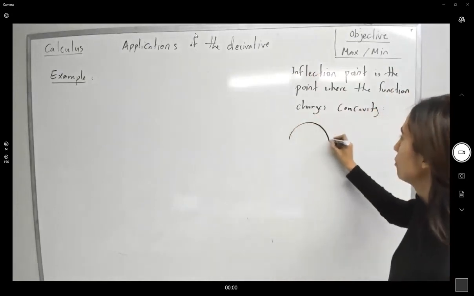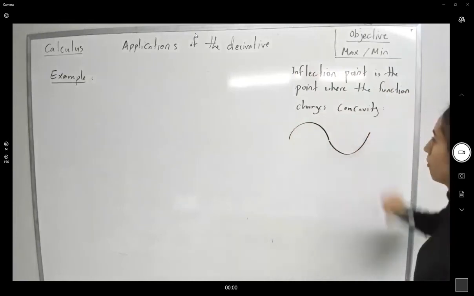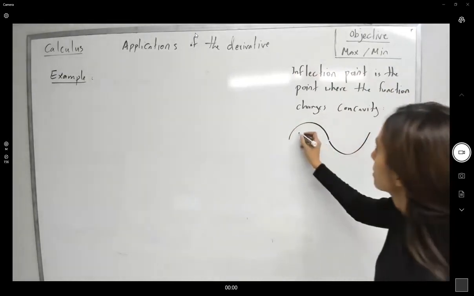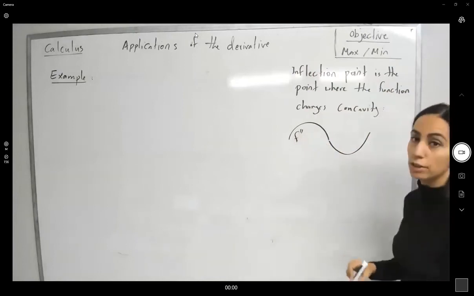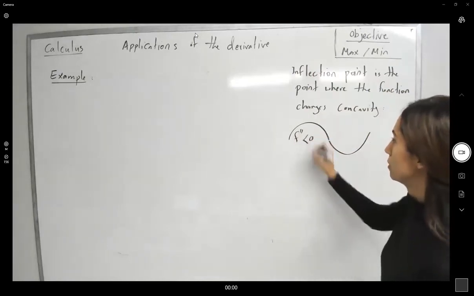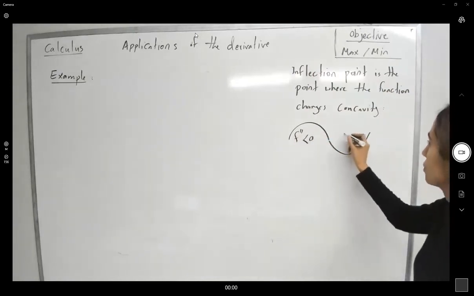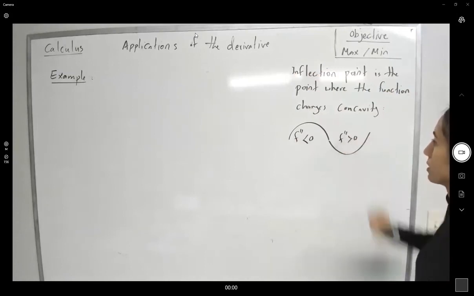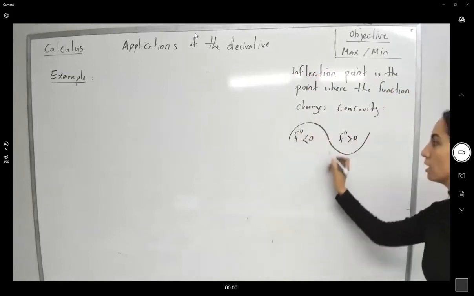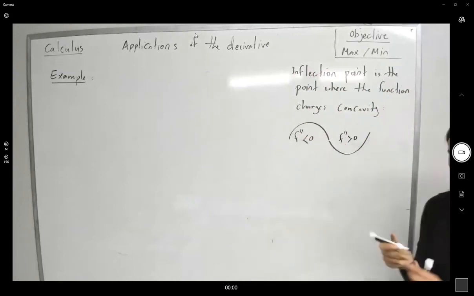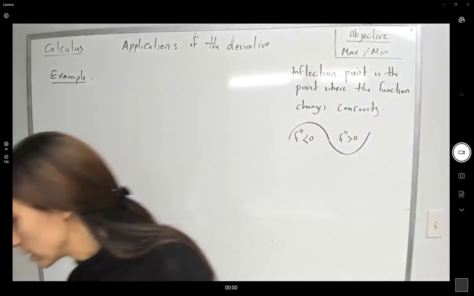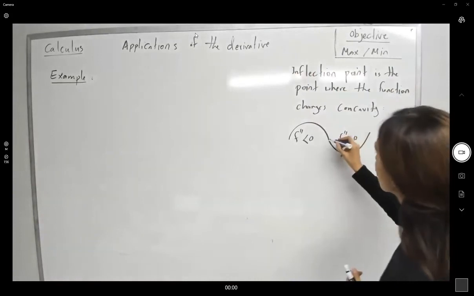Concave down, then concave up. In this case, well, your second derivative is negative, and here your second derivative is positive. Concave down, then concave up. This point where your graph changes concavity is called the inflection point.